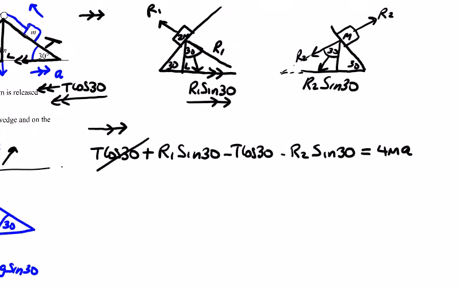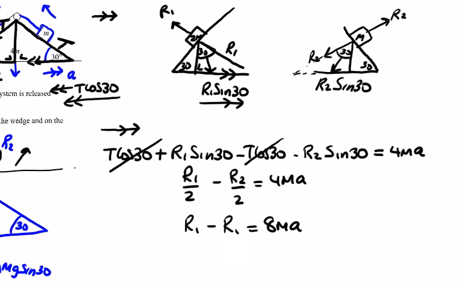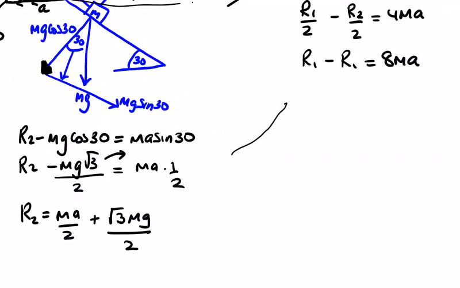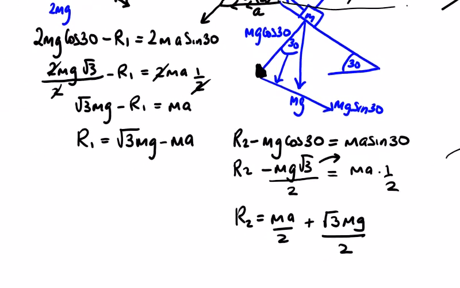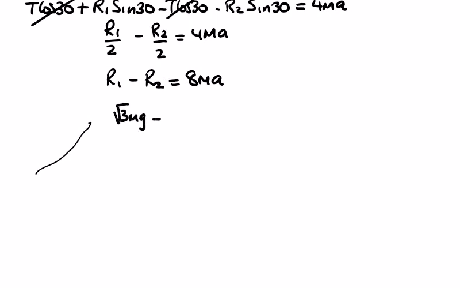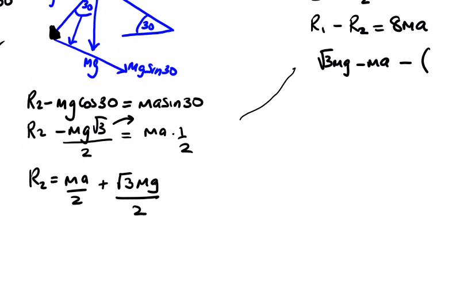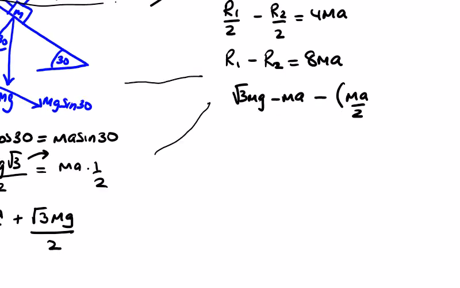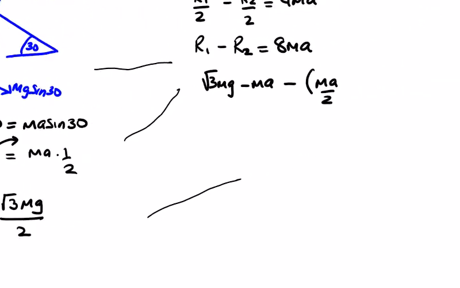Okay, what have we got here? Well, they cancel. And then we have R1 sine 30, which is R1 over 2, minus R2 sine 30, which is R2 over 2, equal to 4ma. Then we get rid of the 2's. R1 minus R2 is equal to 8ma. We're trying to solve for a. Do we write R1 and R2? We have R2 is equal to ma. Sorry, that's R1 there. Let's get R1: root 3 mg minus ma. And then minus R2, which is ma over 2 and root 3 mg over 2.